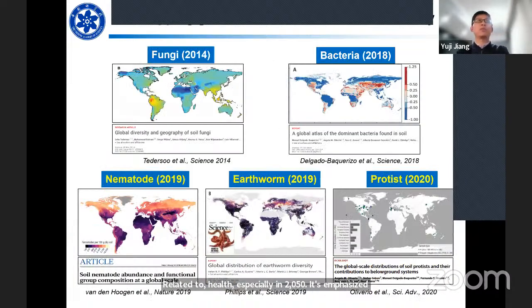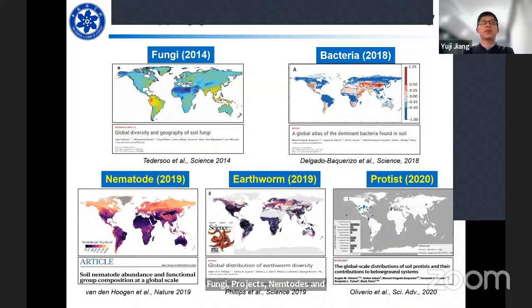Understanding the spatial distribution patterns of soil organisms is a basis for revealing soil biodiversity. As early as 2006, ecologists proposed to map the distribution of soil organisms at the global scale. In recent years, with the development of high-throughput sequencing technology, ecologists have completed the global distribution maps of bacteria, fungi, protists, nematodes, and earthworms.